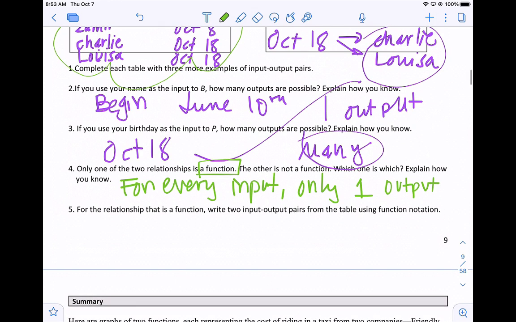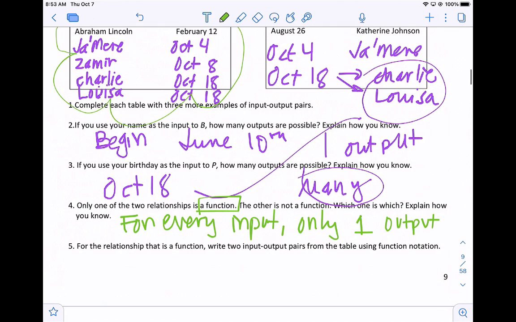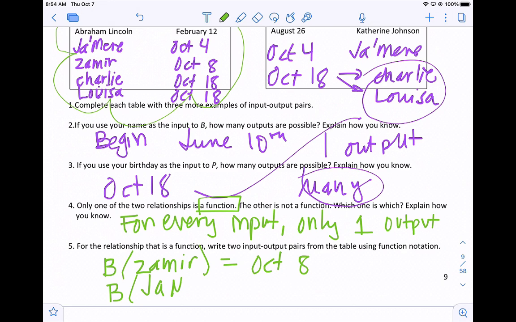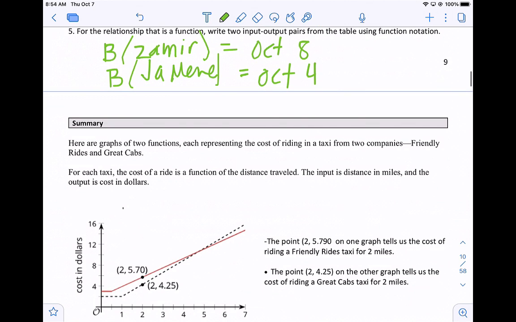For the relationship that is a function, write 2 input-output pairs from the table using function notation. All right, so this is function B. B of Zamir would be October 8th. B of Jameer would be October 4th.